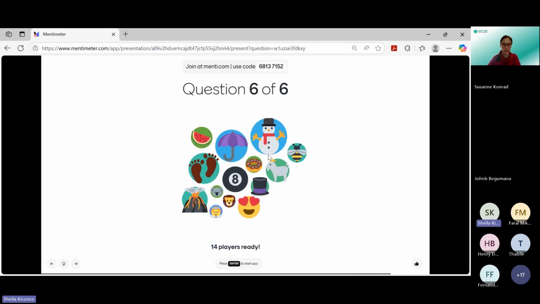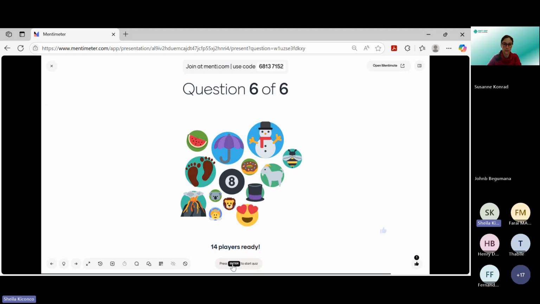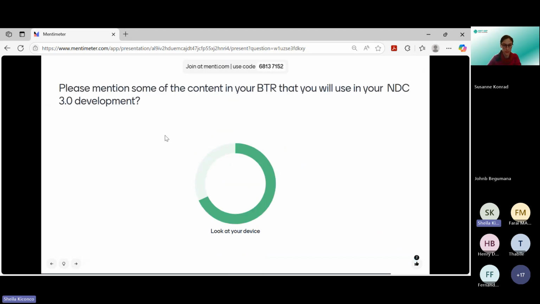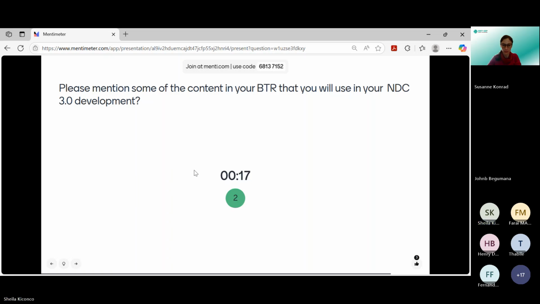So our last question is here. Please mention some of the content in your BTR that you will use in your development of NDC 3.0. You can just type. Time is running so fast, but we still have more time. Some of the information in your BTR that you will use as you develop or update your NDC.